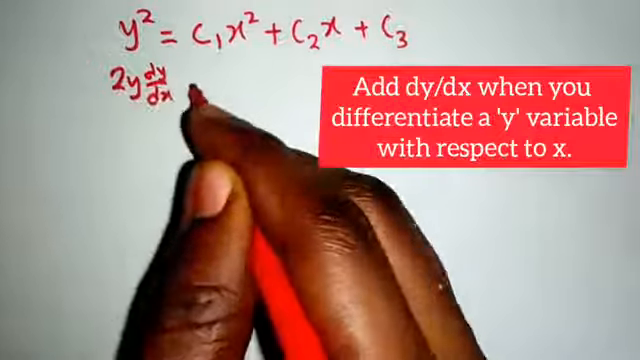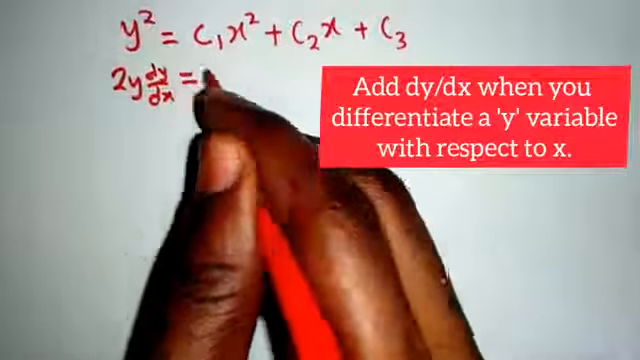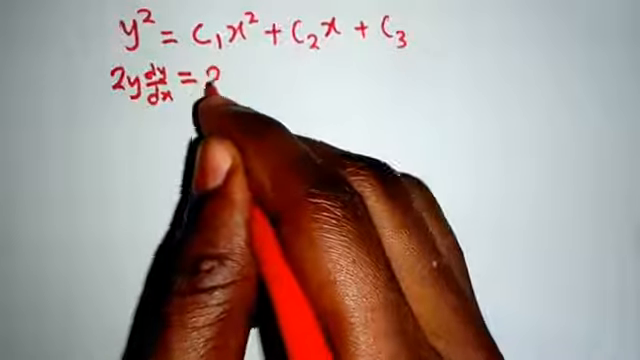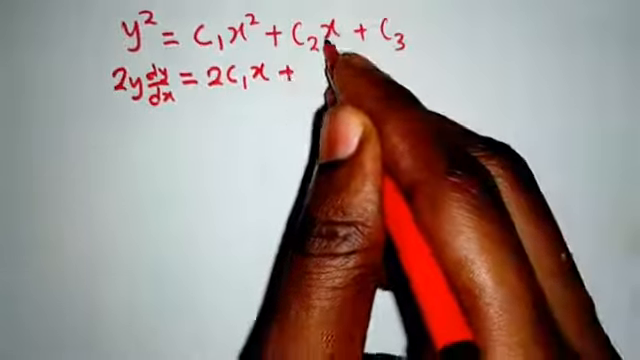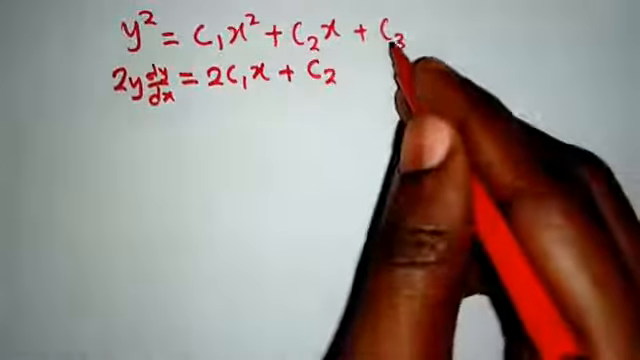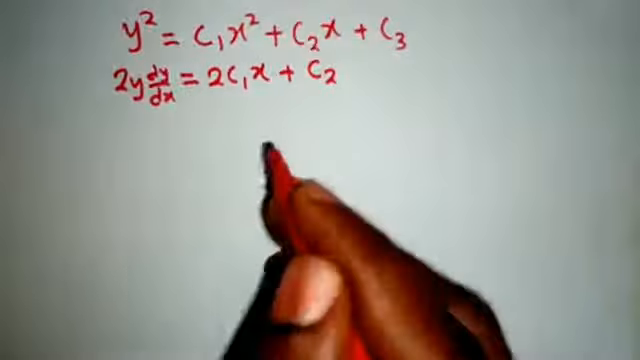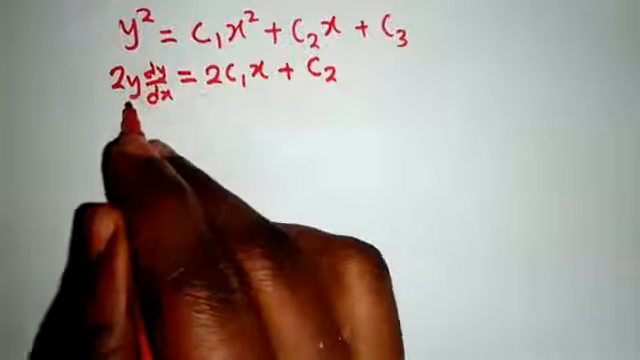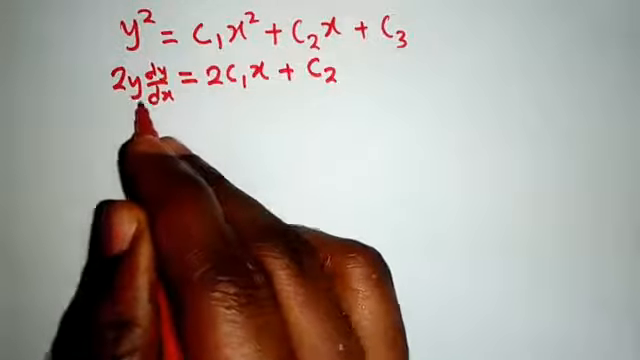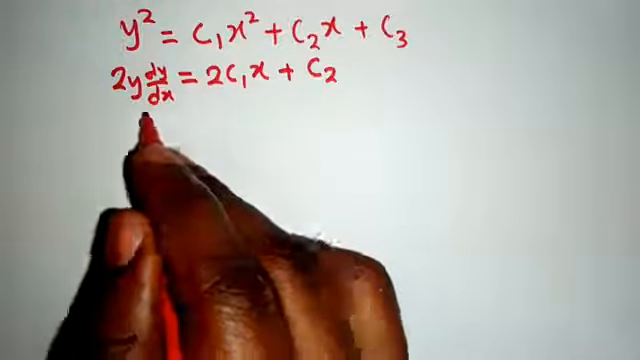We learned this from implicit differentiation in calculus. Equals, differentiate this, we have 2c1 x plus, differentiate this, we have c2, and when we differentiate this constant c3, we get 0. So we obtain this. Now we differentiate again. Now when we differentiate, this is a product of two functions, so we differentiate using the product rule of differentiation.